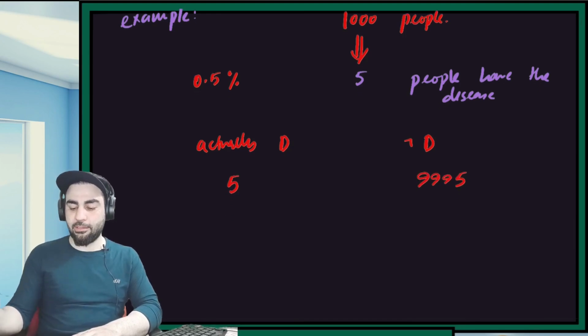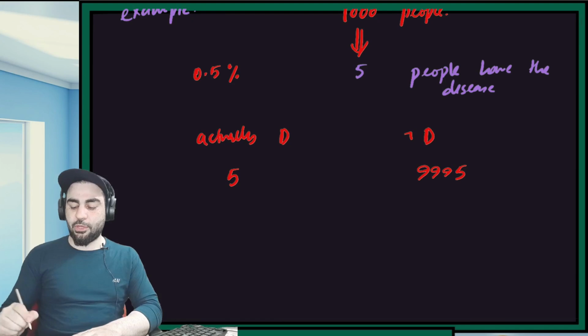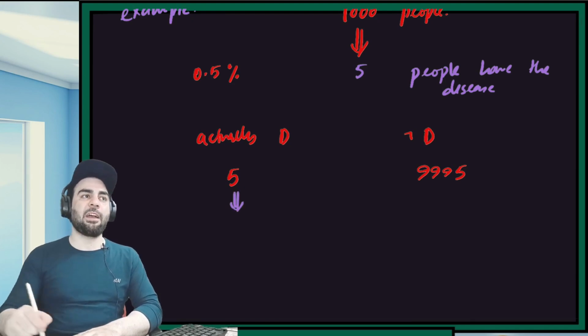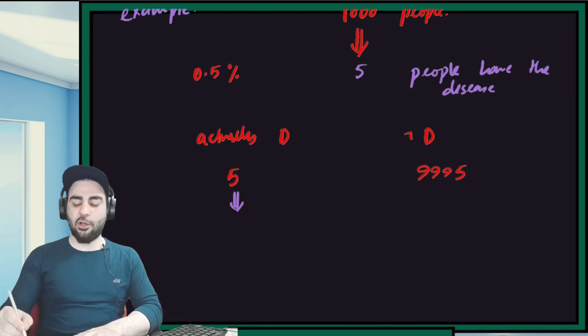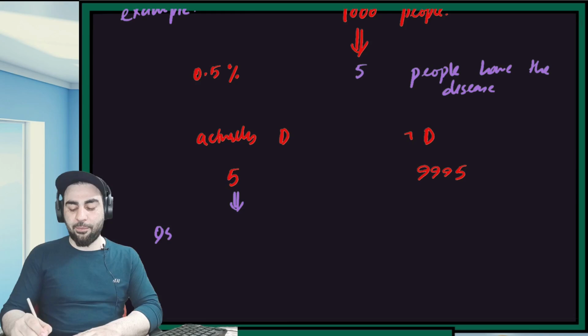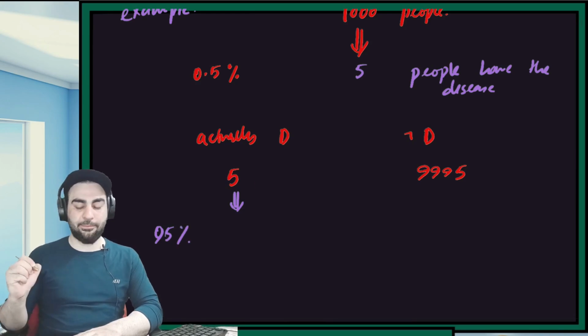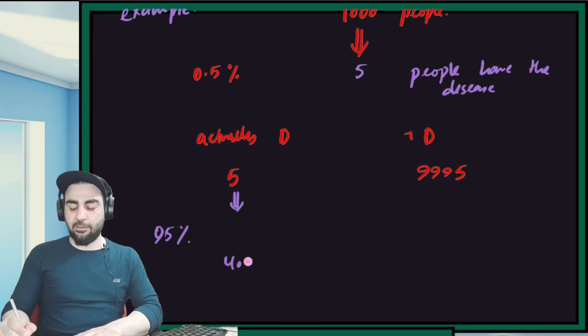Can you now tell me, when the test is performed, 95% of these people will be detected as having the disease. So how many people among these will be detected as having the disease? 95% of this. So how many people? 4.75. The numbers are not coming out pretty, but it's all right.